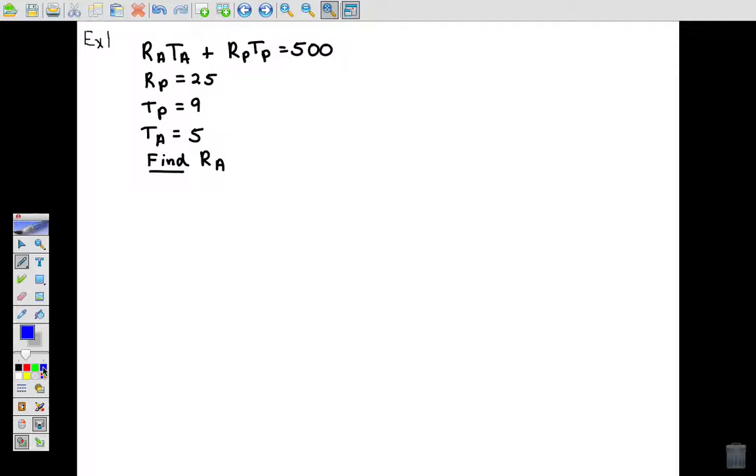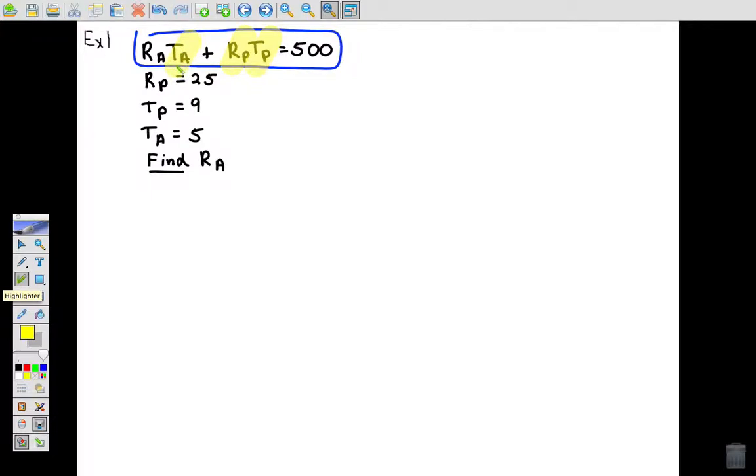This topic is called a system of equations because notice that we have more than one equation. We have actually quite a few. Anything that has an equal sign is an equation. Now really the key one though is this one right here. I know what RP is, so I'm just going to highlight it. We know what RP is. We also know what TP is, and we know what TA is.